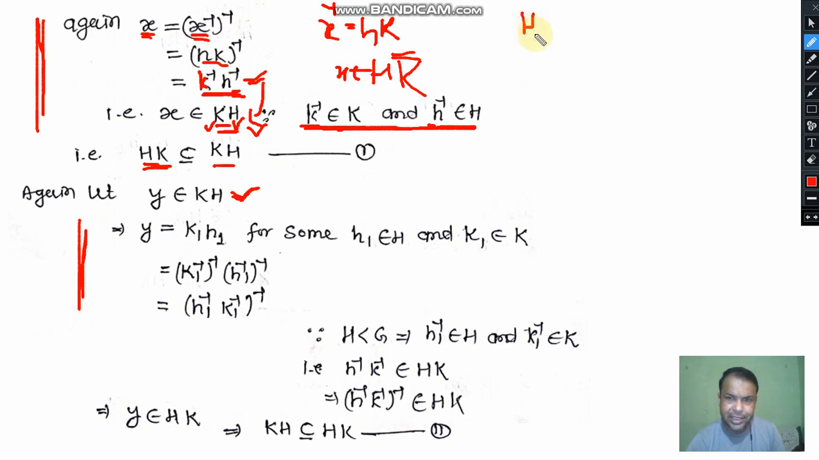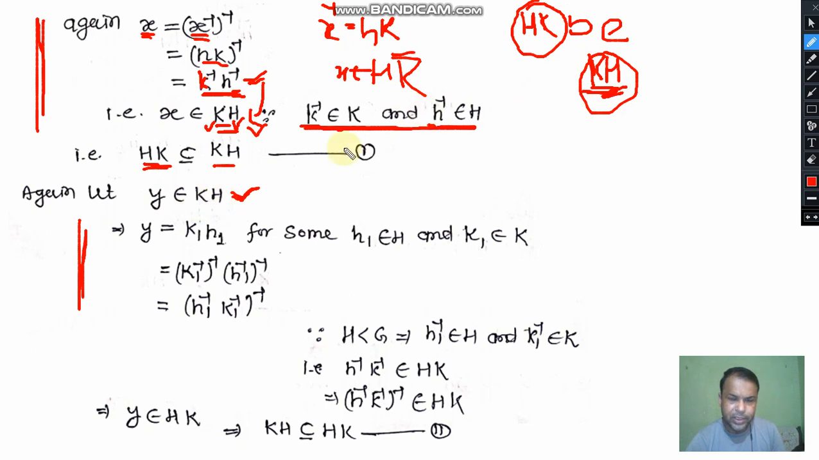is given that HK is a subgroup. HK is a subgroup, so you have used this inverse assumption, but it is not given that KH is a subgroup, so you cannot take the inverse approach here. Please note it, HK is a subgroup which we have assumed to prove the necessary condition, but KH is not a subgroup, so you cannot apply the inverse approach here.